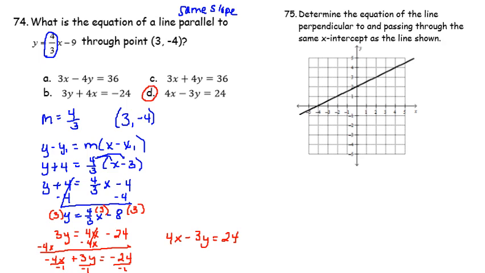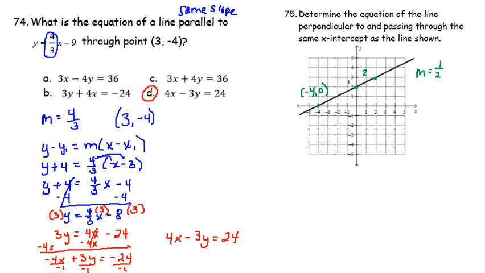All right, looking at number 75. Determine the equation of the line perpendicular to and passing through the same x-intercept as shown. So the x-intercept shown here is (negative 4, 0). Now we need to figure out what the slope is here. I'm just going to take 2 points, this point and this point here. And I see that it goes up 1 and over 2. So our slope here is 1 over 2.